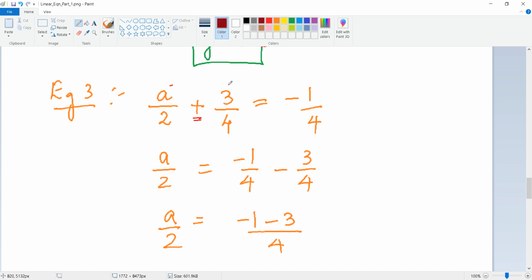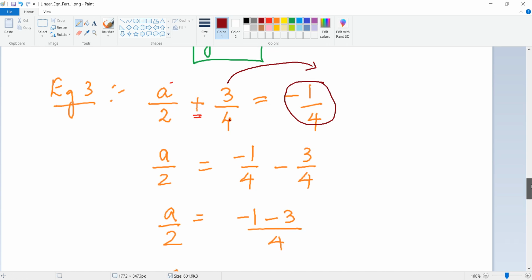When it goes that side, it becomes minus, right? So the minus 1 by 4, which is already here, will remain as it is, because we are not changing the position of minus 1 by 4, right? Now the 3 by 4 becomes minus 3 by 4. Now what do we do? See, now you look at this side.